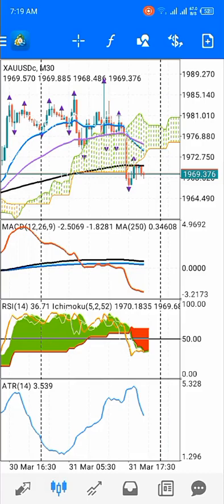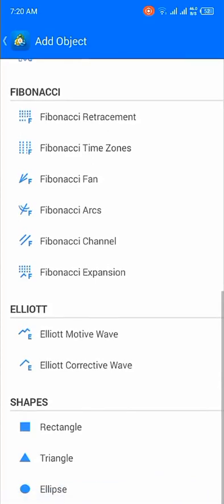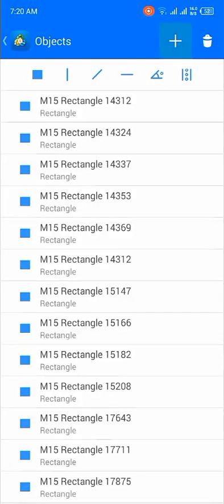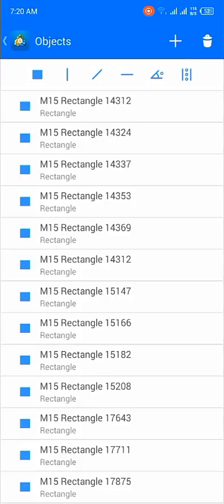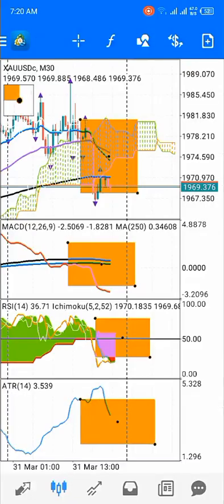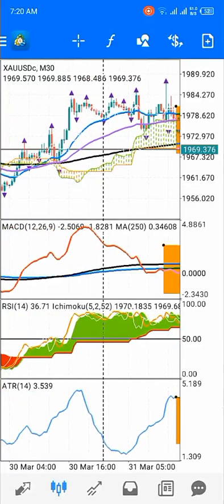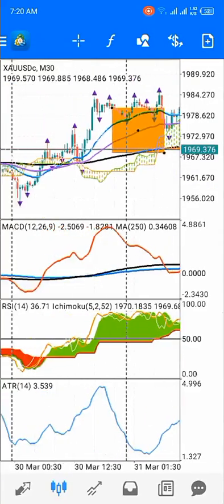The screen is divided into four. We have the main chart, indicator window 1, indicator window 2, and indicator window 3. We have some indicators on each window.